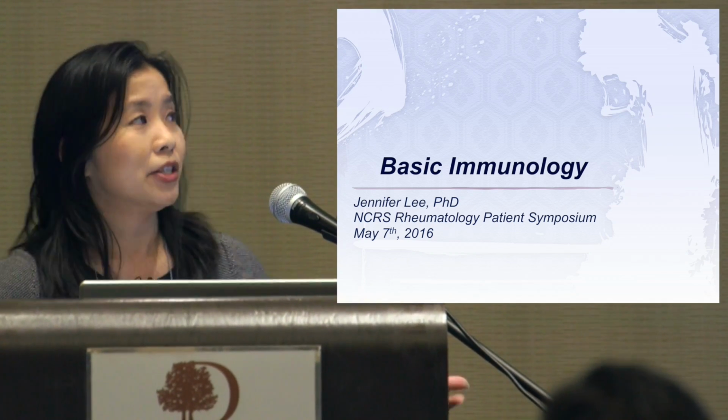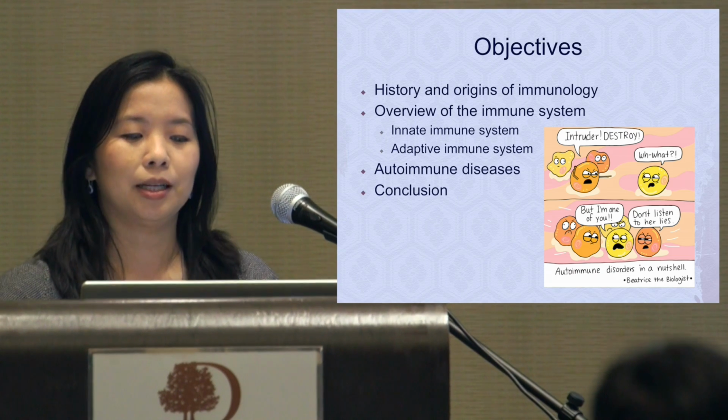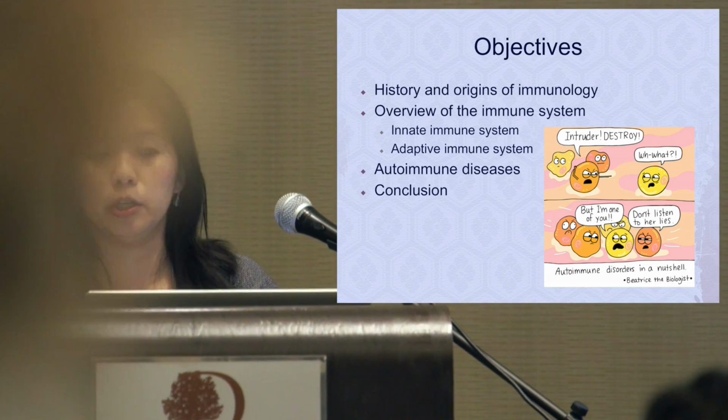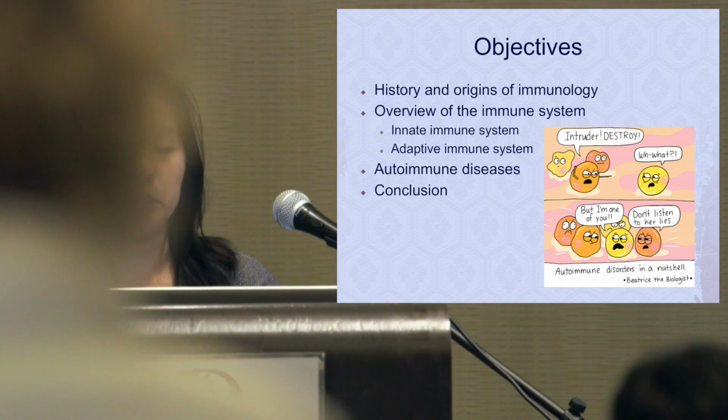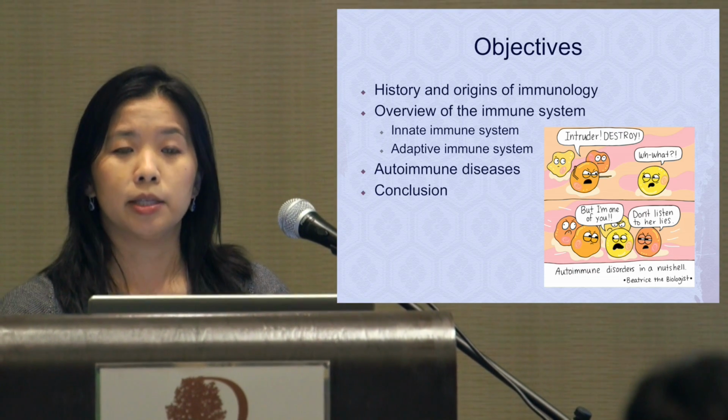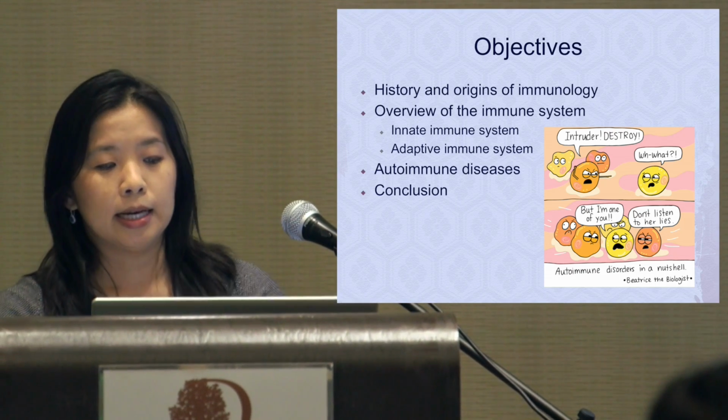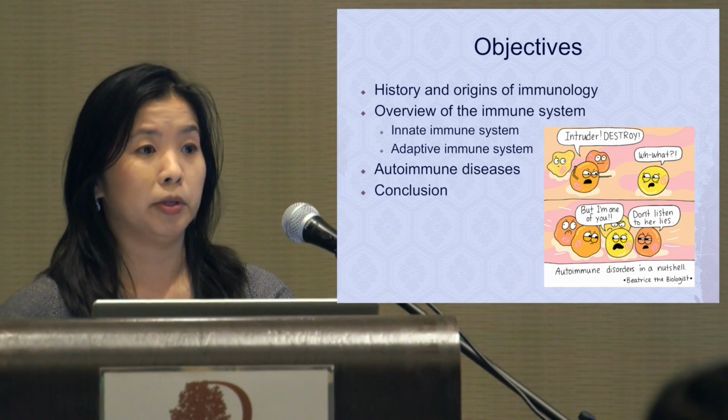So today's objectives, I'm just going to go over a little bit about the history and the origins of immunology, a very high-level overview, and then talk a little bit more about the immune system in more detail, and then tie that to autoimmune diseases.